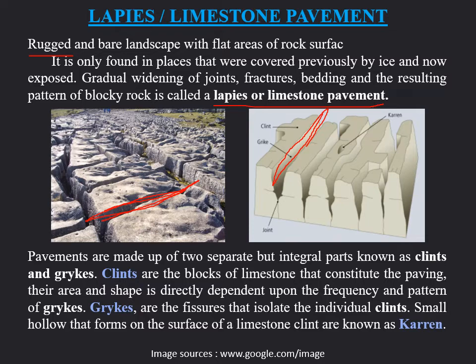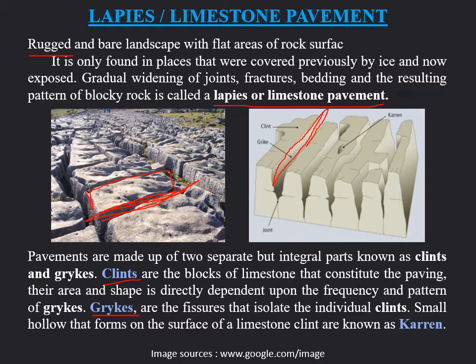So ultimately, the exposed rock is divided into blocks which are separated by fissures or deep fractures. These fractures or fissures are known as grikes, and the individual blocks are known as clints.